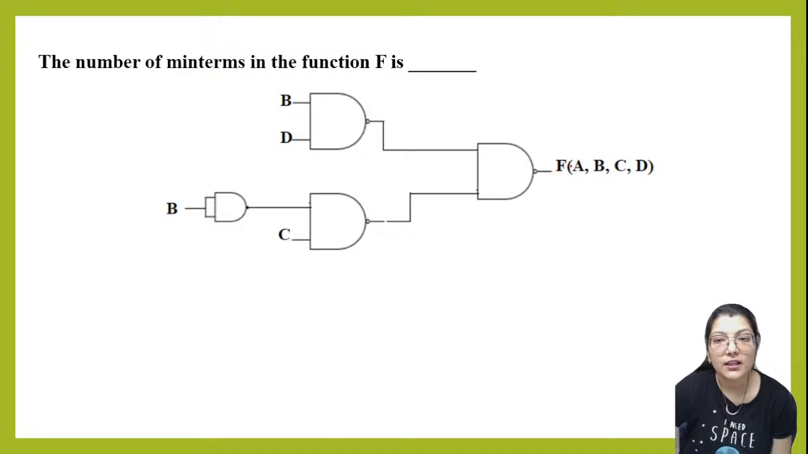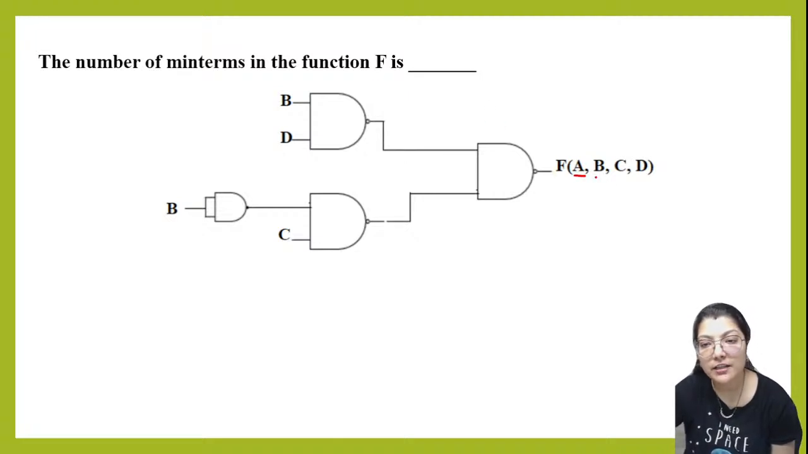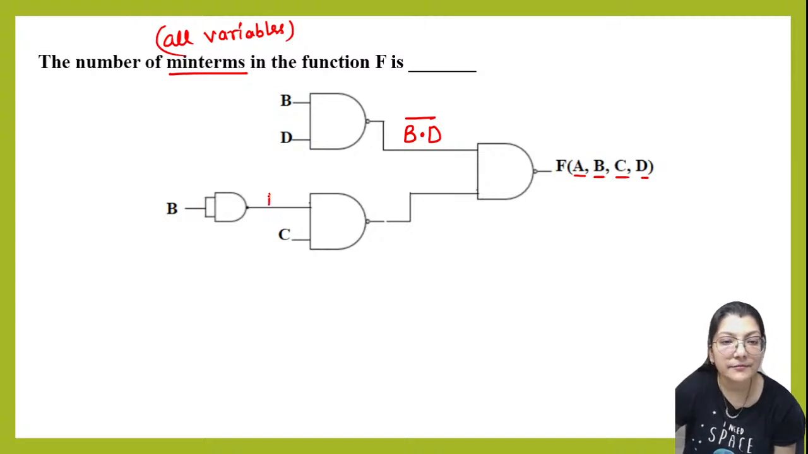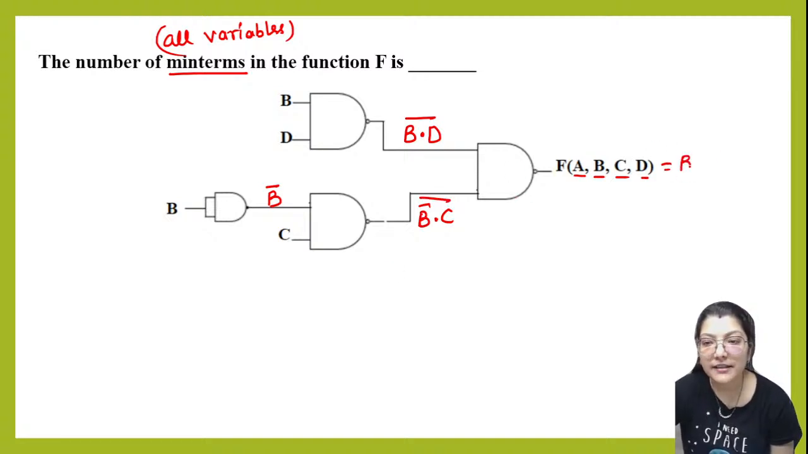Okay, so see, now if you see, your function f is having how many variables? 4 variables. ठीक है? So whenever we are talking about min terms, they must contain all variables. मिन टर्म्स में आपके सारे वेरिएबल्स आने चाहिए. If I try to simplify this, this will be B D complement, and this will be your B complement dot C whole complement, and your f will be again B D complement dot B complement C complement whole complement. Yes or no? Now I have to simplify this.